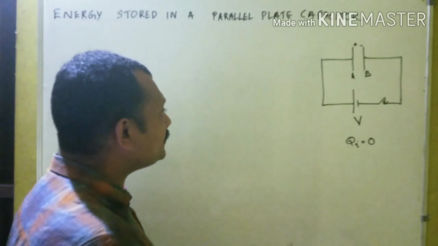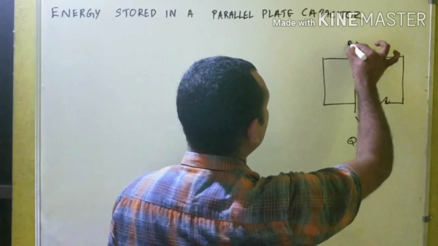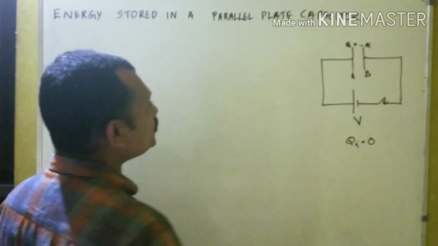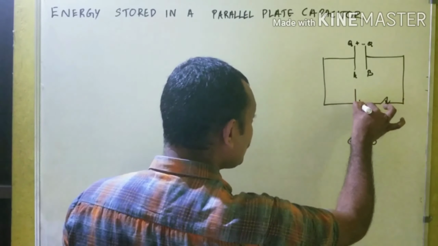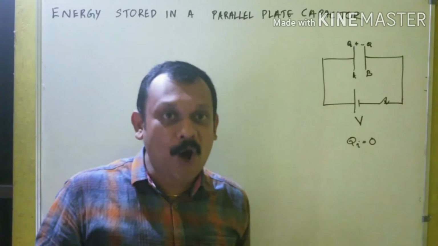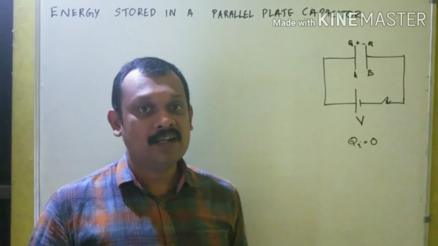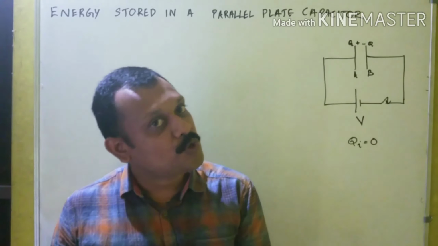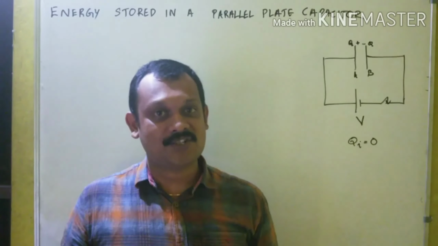And you can see that the cell is not providing any charge, correct? The charge on this plate is plus Q, the charge on this plate will be minus Q. The number of electrons that came from this plate is what has gone to the other plate. There is no charge creation by a cell. That is the reason why we say a cell is a source of energy. A cell is not a source of charge.